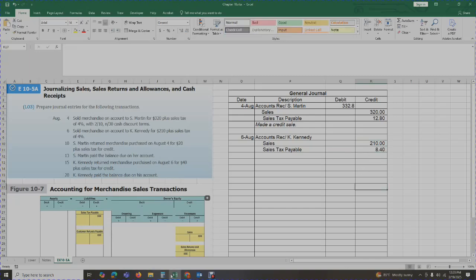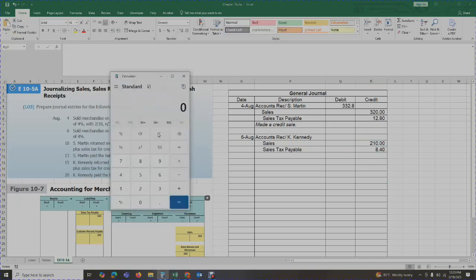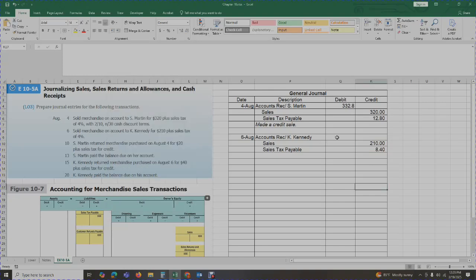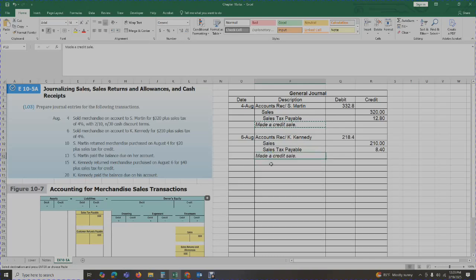So, at the end of the day, when Kennedy pays me, Kennedy is going to pay me the $210 for the merchandise plus $8.40 for the sales tax. So, I am going to collect from Kennedy $218.40. So, that happened on the 6th. And we also made a credit sale. So, I'm just going to copy and paste it here. So that happened on August the 6th. Now let's see what happened on August the 10th.